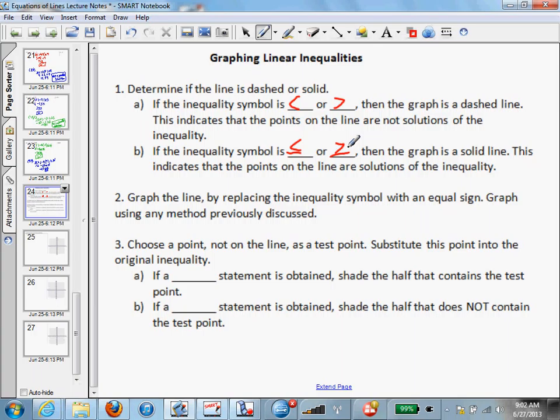Alrighty, and now our last part. Choose a point not on the line as a test point. Substitute this point into the original inequality. If a true statement is obtained, shade the half that contains the test point. If a false statement is obtained, shade the half that does not contain the test point. Just like we learned in the previous video, you can get either true or false statements when looking at test coordinate pairs in your inequality.